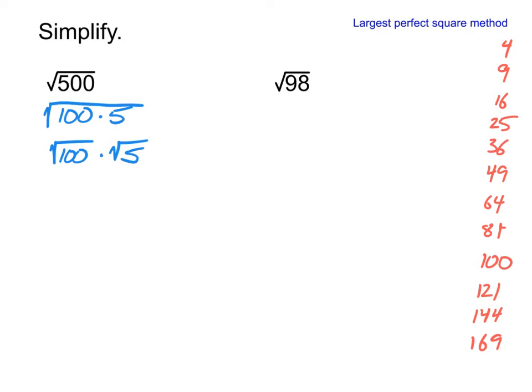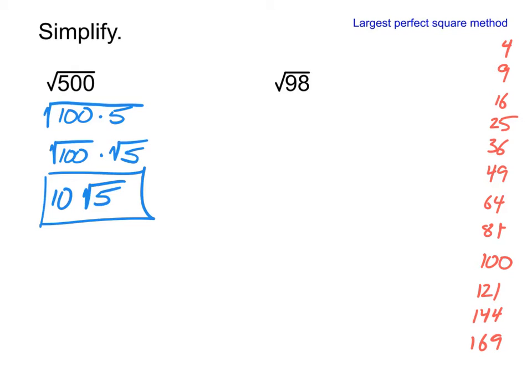Now, the reason why we needed a perfect square is because I can now simplify one of these radicals. Do I know what the square root of 100 is? Yeah. The square root of 100, of course, is 10. Do I know what the square root of 5 is? No. That's some decimal. And so that stays as the square root of 5. And so then 10 times the square root of 5, or what we tend to just say, 10 root 5, that is our final answer. That's what we're looking for. So this problem is now done.